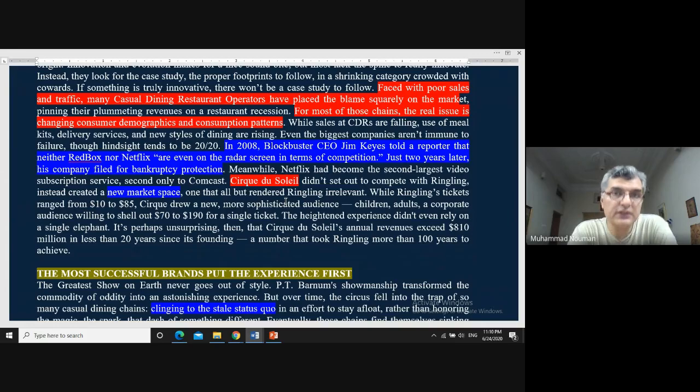And the author is trying to tell us that Cirque du Soleil, which was in a similar kind of business as Ringling Brothers and Barnum and Bailey, completely presented their entertainment products, their live shows, in a new way, and they are constantly innovating, adding more acts to their shows creatively.